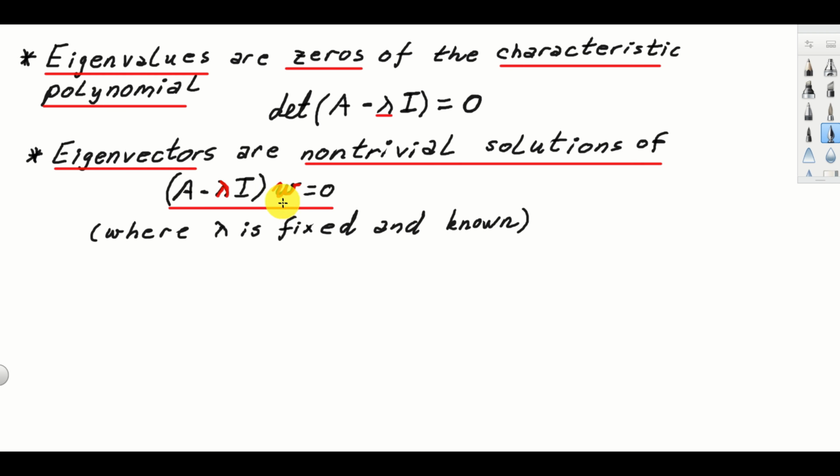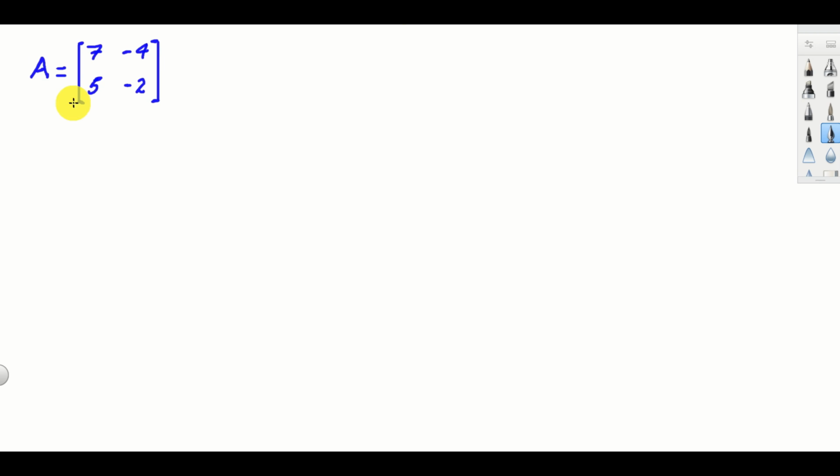Okay, let's proceed with the example. Our goal is to compute the eigenvalues and eigenvectors of this matrix. The first step is to find the eigenvalues. So let's write this. We want to find the eigenvalues. How do we find the eigenvalues? First of all, we need to compute the characteristic polynomial, and then we need to find the zeros of the characteristic polynomial. In our case, the characteristic polynomial is the determinant of A minus lambda I.